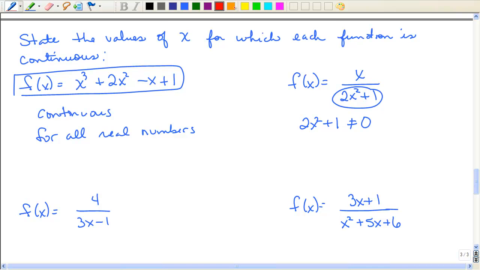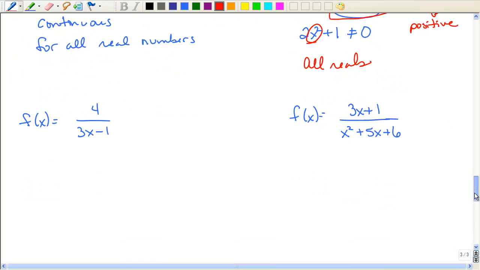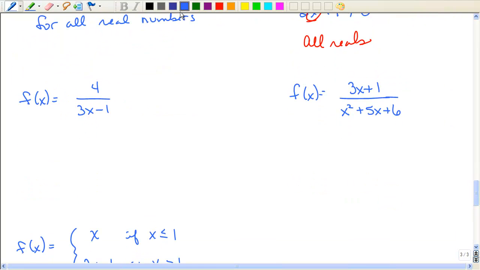Are there any values I could plug in for x, square them, multiply by 2, and add 1 and get 0? No. So this is always positive, no matter what x is. So that means this fraction, again, there's not going to be any asymptotes or anything. So again, this would be continuous for all reals. Right?